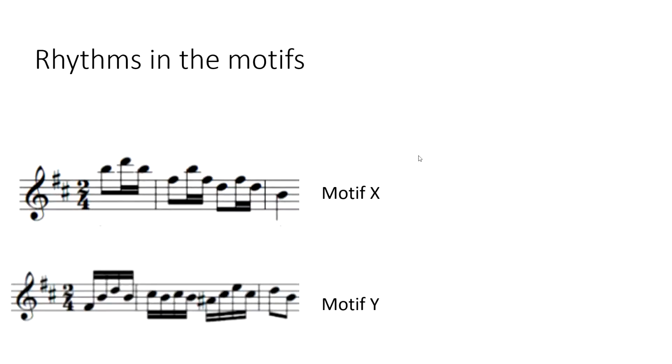So let's look at the motifs again. Let's look at these motifs. So we had motif X and motif Y. Now if we look at motif X and we just look at the rhythms that he's using, you may notice that there's a pattern. And Bach is using this rhythm. He's using this rhythm 3 times. If we were to deconstruct this rhythm, it would look like this: a quaver and 2 semiquavers.